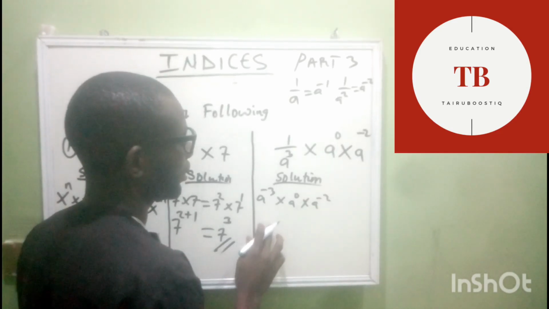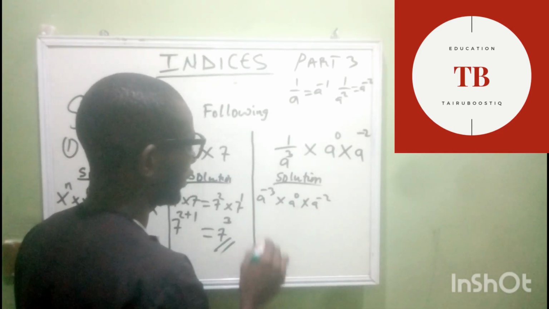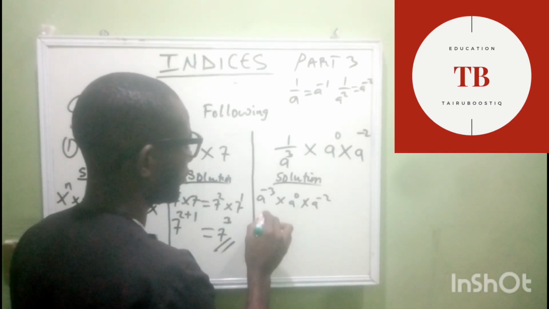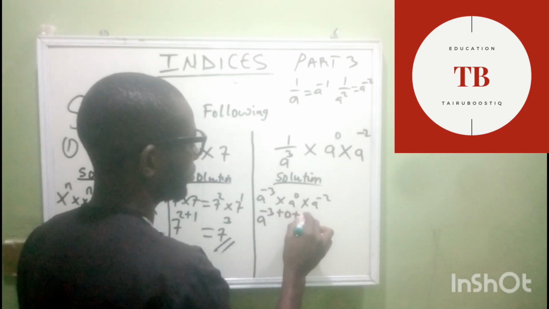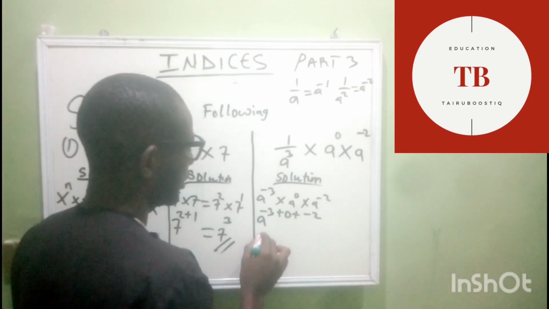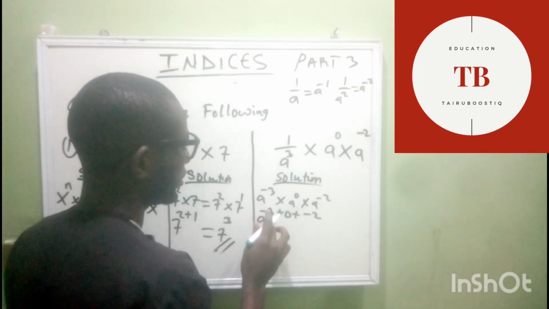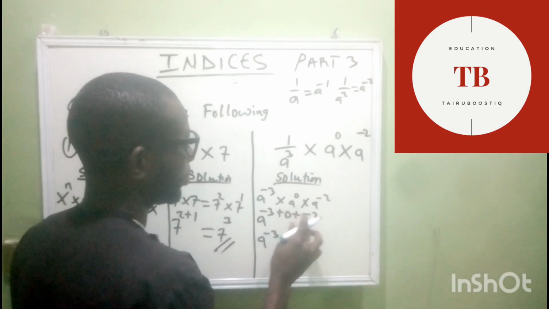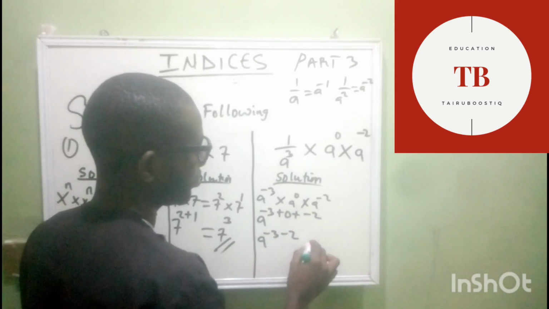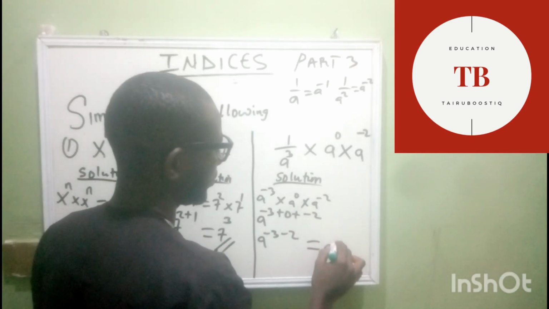According to the law of indices, if the bases are the same, you add the powers. So then we are going to have a raised to power minus 3 plus 0 plus minus 2. And our final answer now is what? Minus 3 plus 0 will give us minus 3. Then minus 3 plus minus 2 gives us minus 5. Our final answer is a raised to power minus 5.